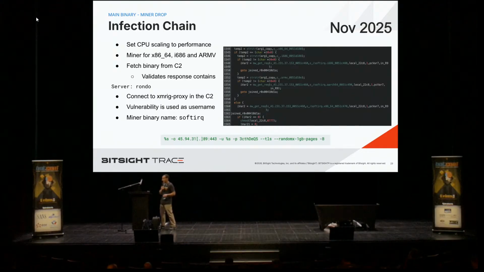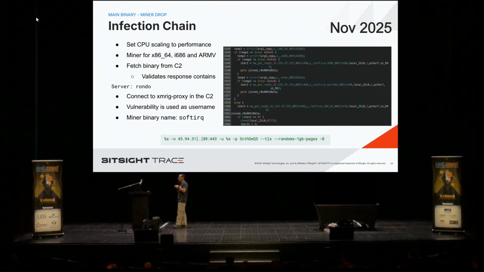So after setting up the persistence, they now go into the dropping of the binary itself. This was added around November 2025. They start by trying to set the CPU scaling to performance to improve the miner performance. I only observed miners for x64, x86, and ARM architectures. This binary is fetched from one of their hosting C2s. And what's interesting is they validate that the response header server contains the string rondo.